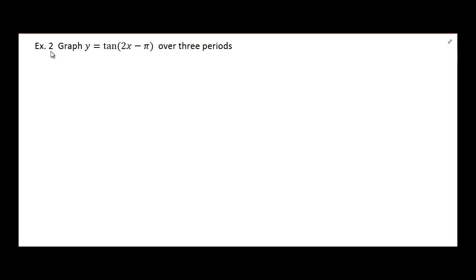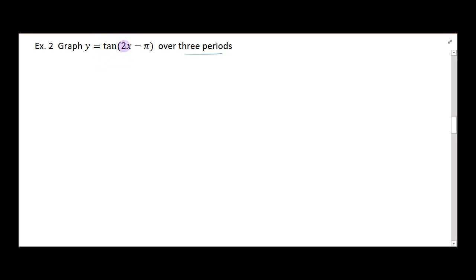Now that we know how the tangent function is broken up by its period, let's look and see what effect a phase shift has on this graph. So here I have, in this example, a tangent function that I want to graph again over 3 periods, and we're going to treat it similar to what we did when we learned how to do both sine and cosine.